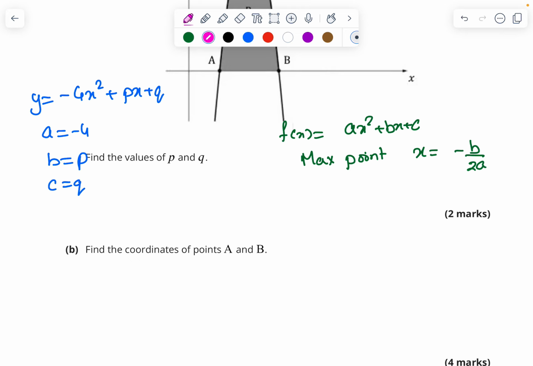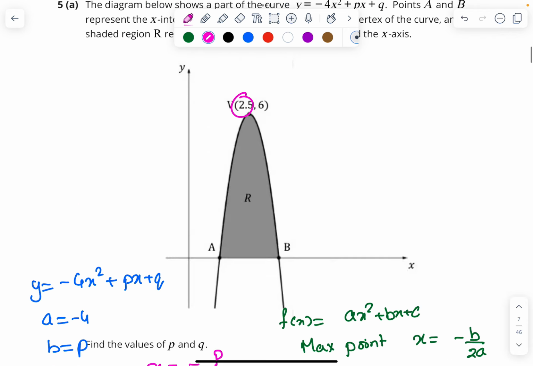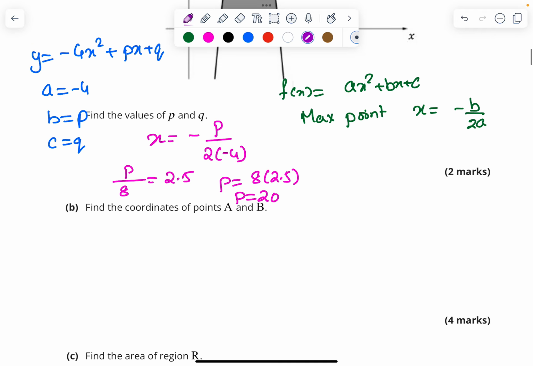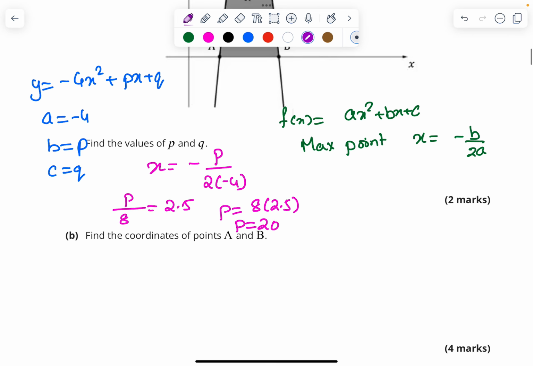So now the maximum point x will be equal to nothing but what? Minus b is -p upon 2a, 2 times -4. But what is the maximum point over here? 2.5. So p/8 = 2.5. So what is the value of p? 8 times 2.5. So p equals nothing but how much? 20.